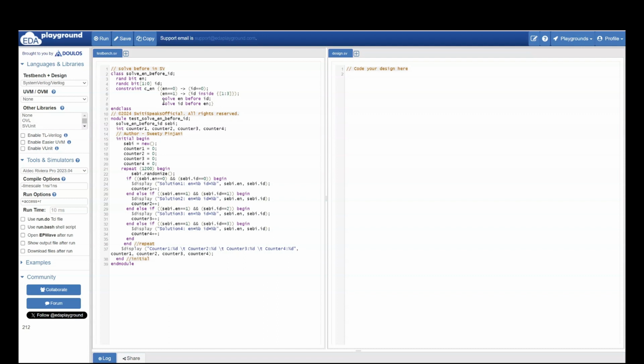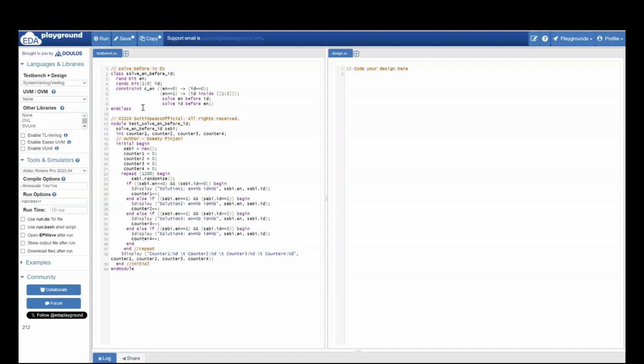Now I have two solve before. One is solve enable before id and I have solve id before enable. Then I am creating an object of this class and calling the constructor of this object. If you see, this particular example should have four solutions. Why? Let us understand.